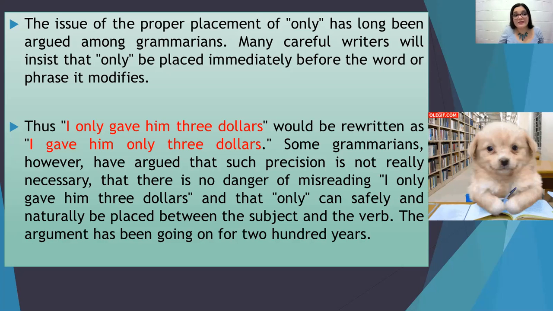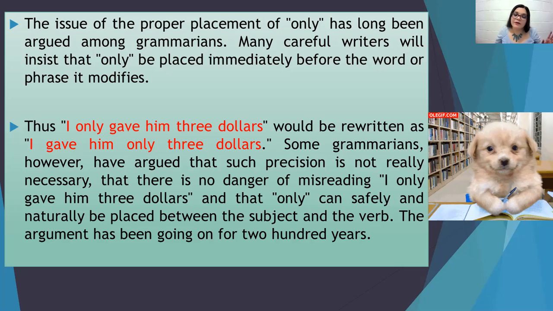Many careful writers, on the other hand, will insist that only has to be placed immediately before the word or the phrase it modifies. If I say, for example, the sentence, I only gave him $3, some people will believe that if I say, I gave him only $3, I'm saying the same. Some grammarians, however, have argued that such precision is not really necessary, that there is no danger of misreading I only gave him $3, and that only can safely and naturally be placed between the subject and the verb.